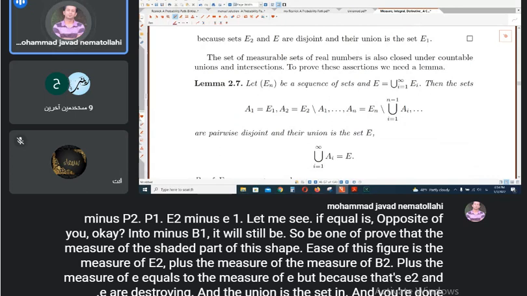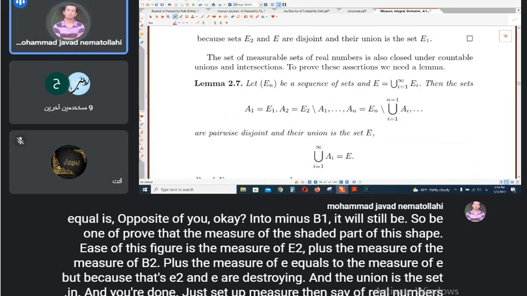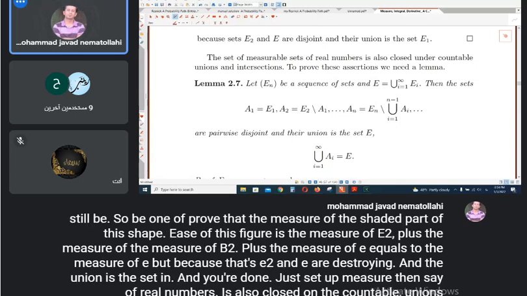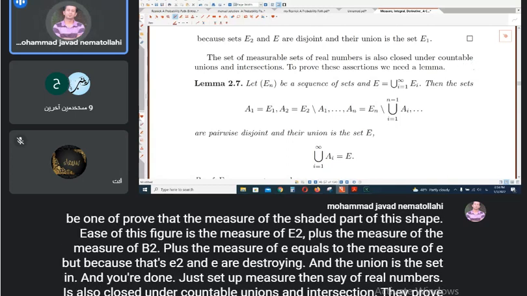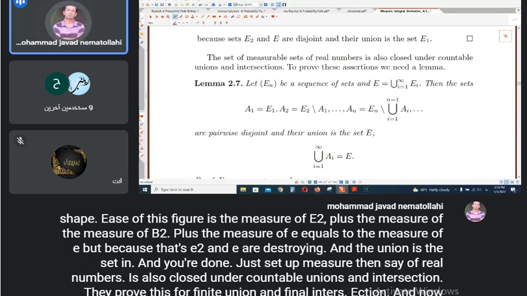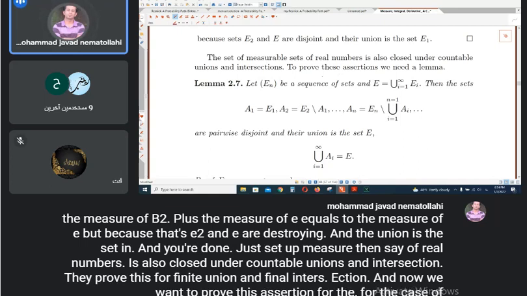The set of measurable sets of real numbers is also closed under countable unions and intersections. We proved this for finite union and finite intersection. And now we want to prove this assertion for the case of countable union and countable intersection.